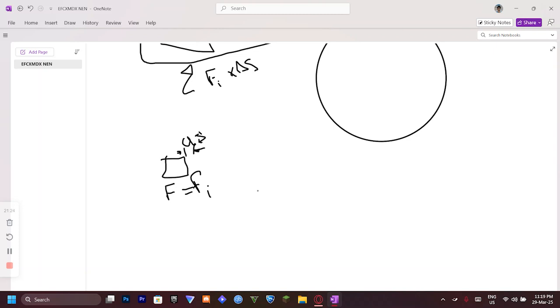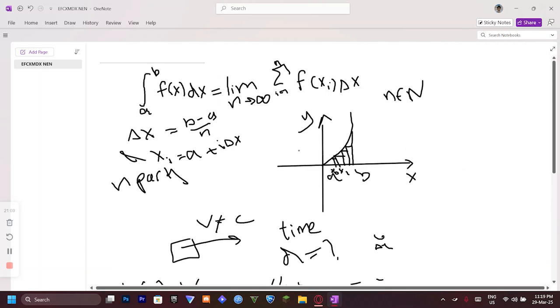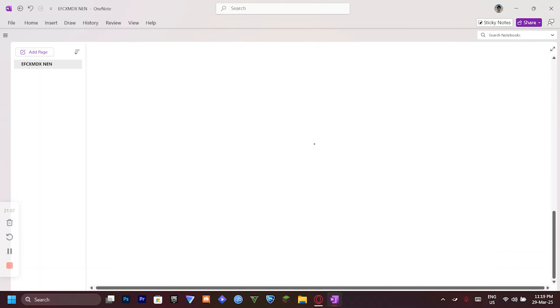Is it beneficial to know that this is the area under the force displacement graph? It's not useful. It's a fact, but it's not a useful fact. So the essence of integration is not area. You're adding up products.